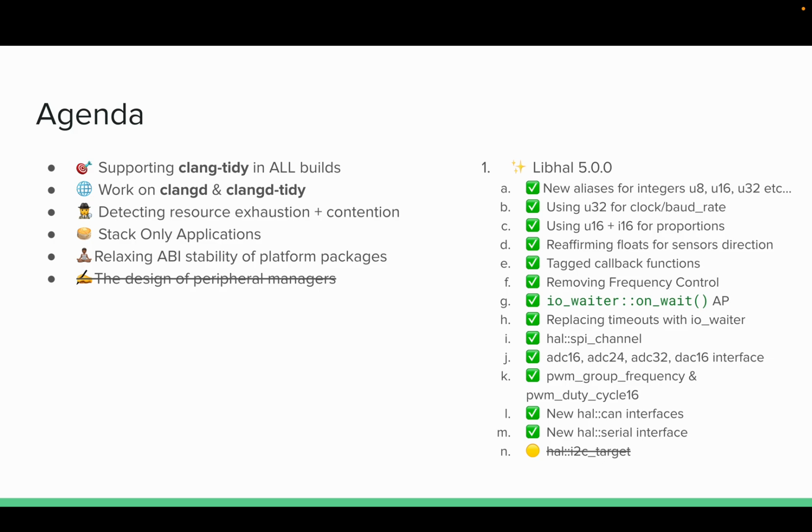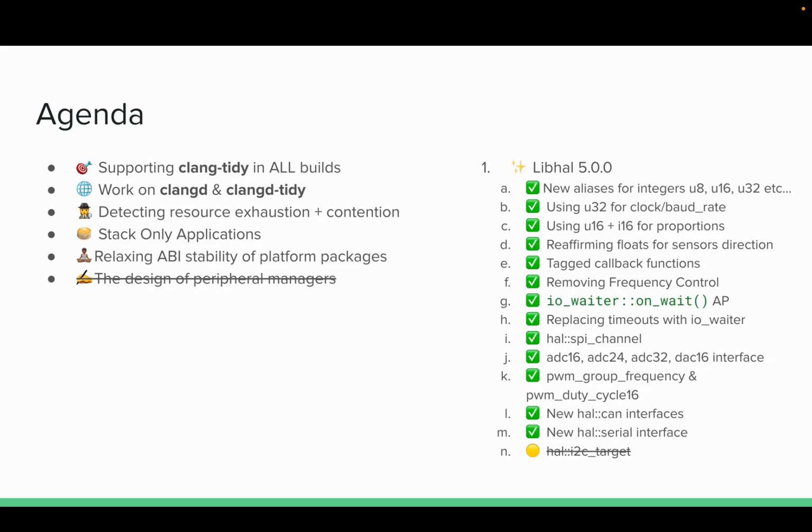All right, so the agenda. A few things we're going to go over. Supporting clang-tidy in all builds, something we haven't really had support for, and I'll talk about that in a sec. The work that's being done on clangd and clangd-tidy, which is some foreshadowing for what we're going to talk about next. Detecting resource exhaustion and contention. We'll also talk about stack-only applications and about relaxing ABI stability of platform packages. And actually, this also includes board packages.